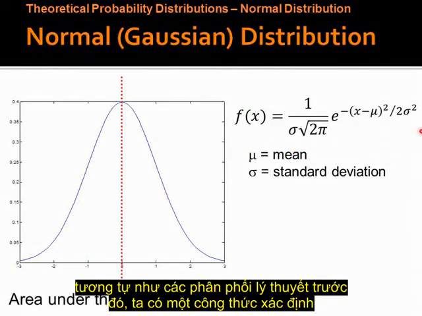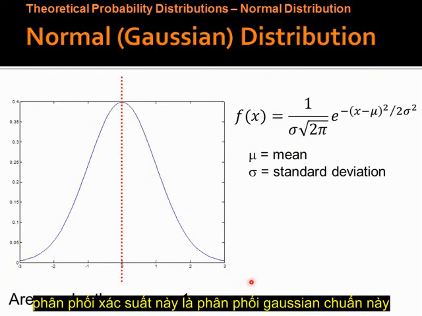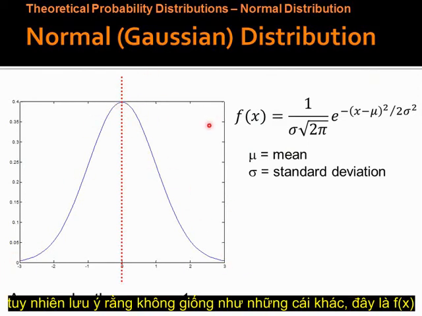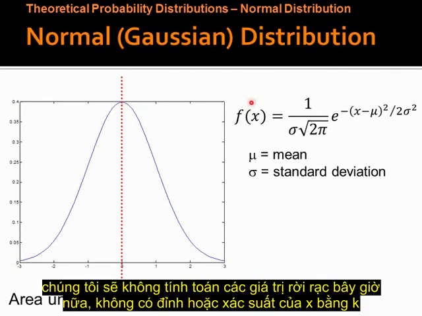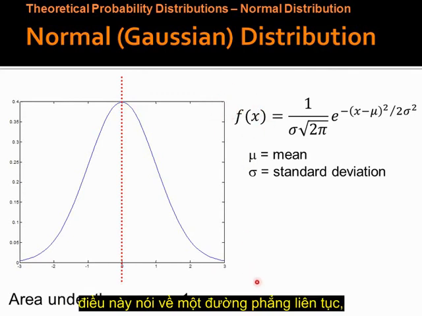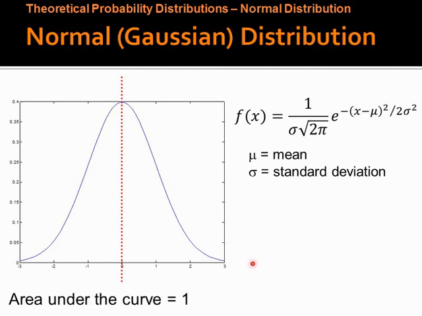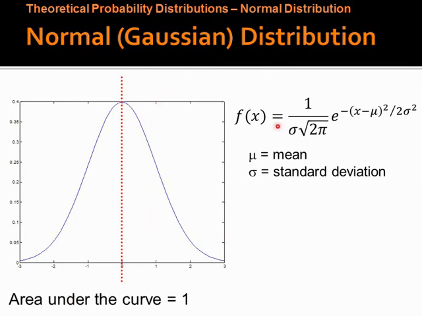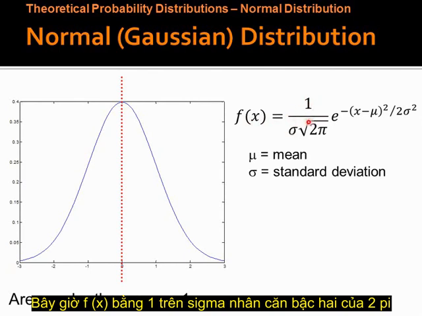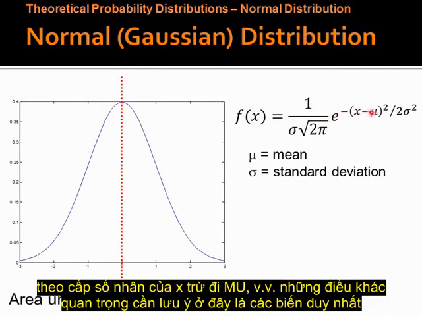Similar to the previous theoretical distributions, there is a formula which defines this normal Gaussian distribution. However, notice that unlike the others, this is an f(x), right? That's because this is used to point out that this is not a probability mass function. We are not calculating discrete values anymore. This is not P(X = k). This is talking about a continuous smooth line. It does not make sense to talk about exact probability values for exact outcomes anymore. Now f(x) equals 1 over sigma square root 2 pi times the exponential of x minus mu, and so on.